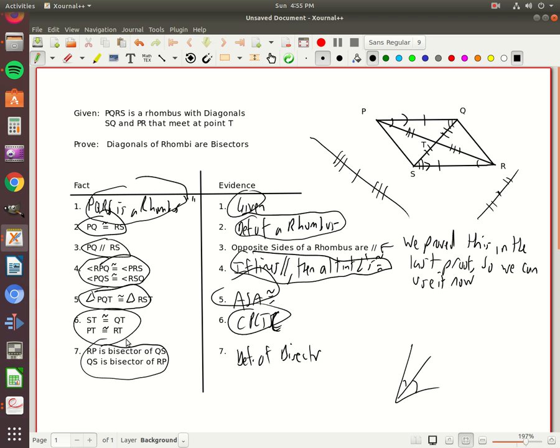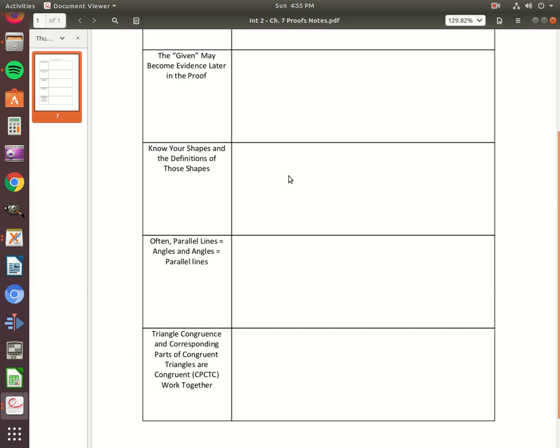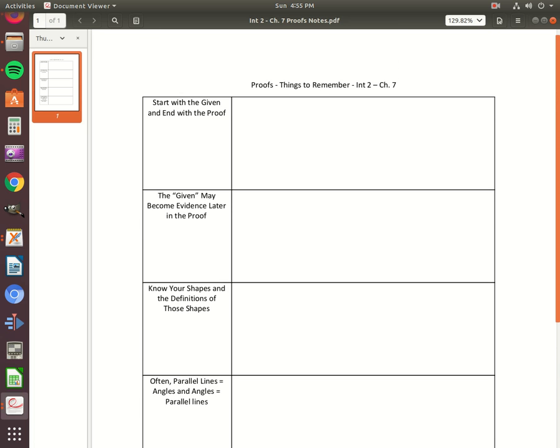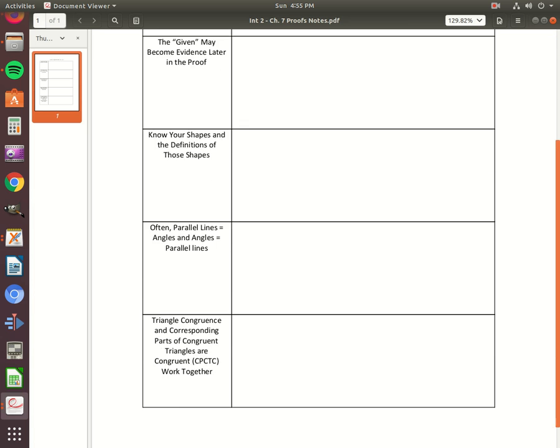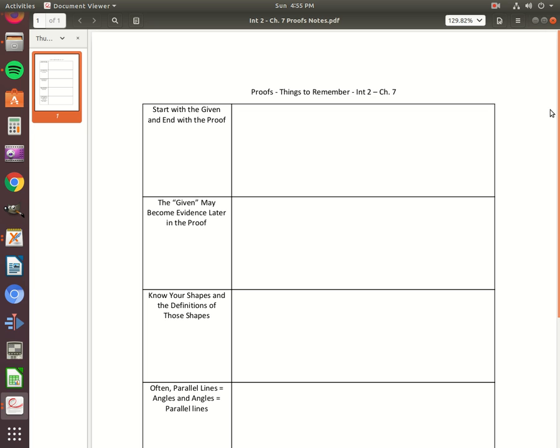So you can see a lot of these tricks really do come just from knowing what this sheet means. If you understand this sheet, proofs are going to be a lot easier. If you don't understand the sheet, I think proofs are going to be tricky. So hopefully that's not the case.